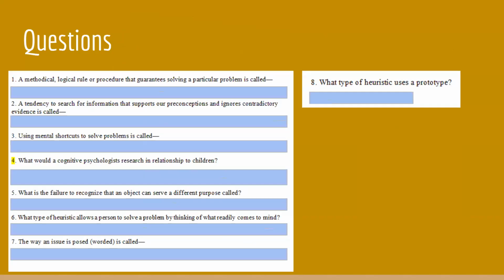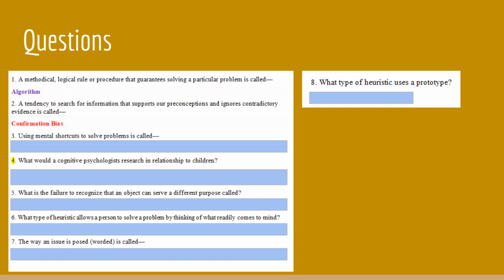All right, let's look at some questions. A methodical or logical rule or procedure that guarantees solving a problem. Guarantees, that's the key word. That's an algorithm. A tendency to search for information that supports our preconceptions, but ignores contradictory evidence. That's called confirmation bias. Using mental shortcuts to solve problems. That's called heuristics. That's a shortcut, remember? It does not always guarantee. So it's kind of like the opposite of number one.